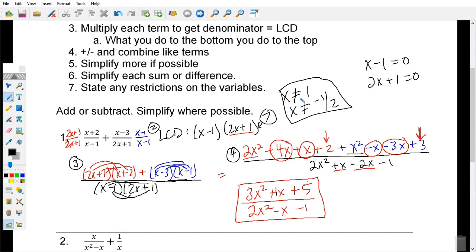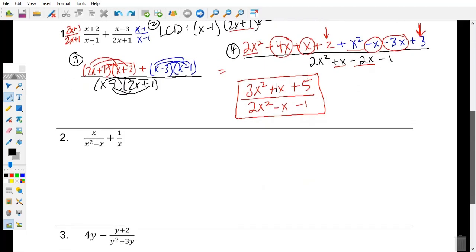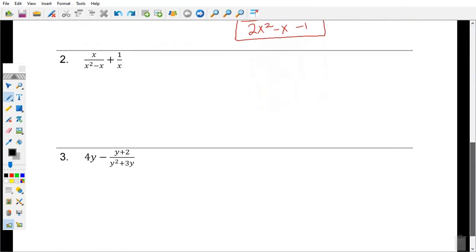So the first example we had was that they didn't have any common factors. The next example we're going to look at is that they're going to have a common factor. So example number 2, we have X divided by X squared minus X plus 1 over X. Step 1 says to make sure that your denominators are factored. So this one's good to go, right? I'm not going to touch it, but is this fully factored? No. This can be factored by using your greatest common factor, and the GCF here is X. So when I factor out X, I'm left with X times X minus 1, right? Do we all see that?